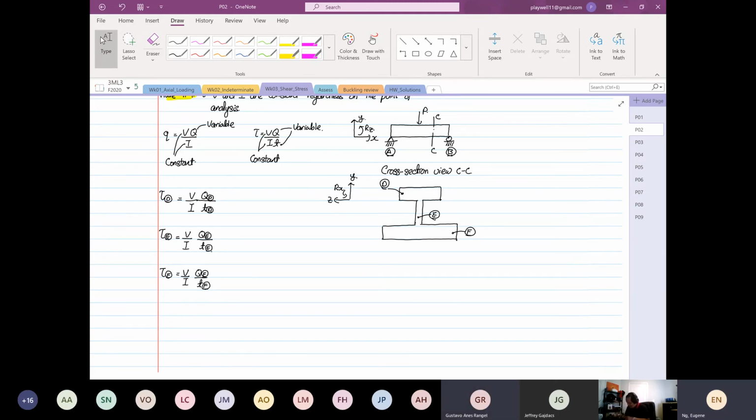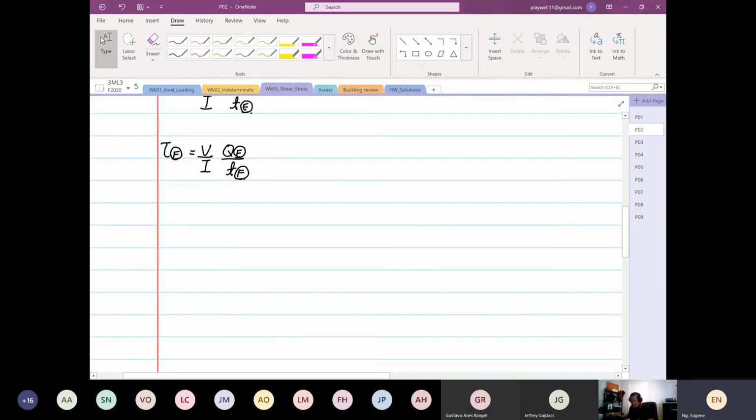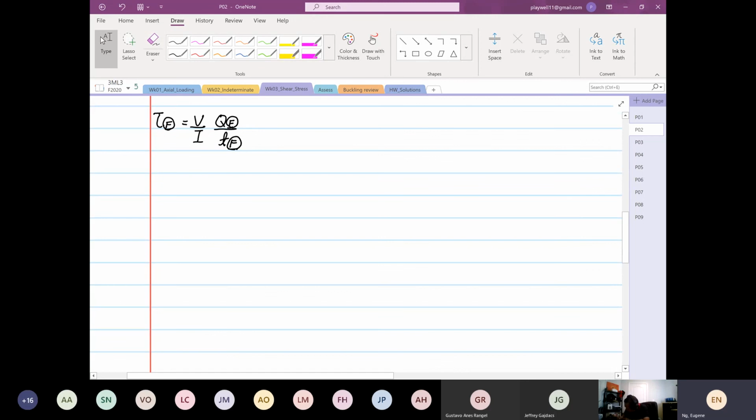Right. So the next thing I want to clarify is what I mean by first moment of area. Okay, so let's see what first moment of area is first. Then later on in our example, I'll handle second moment of area. Okay, so let's deal with first moment of area.